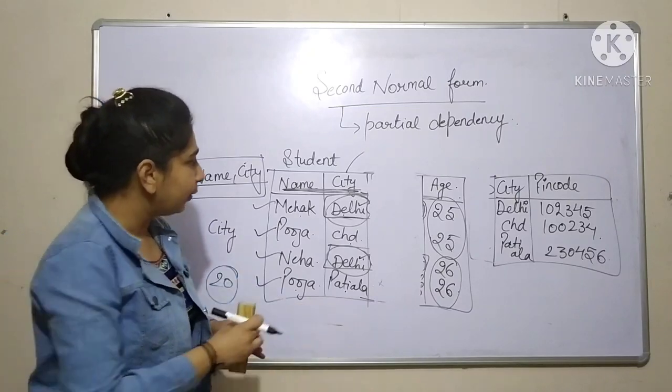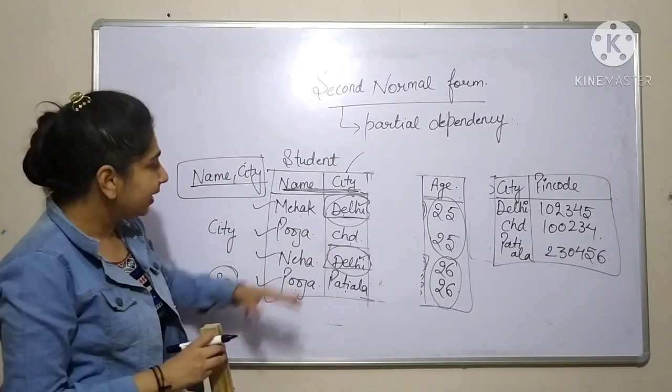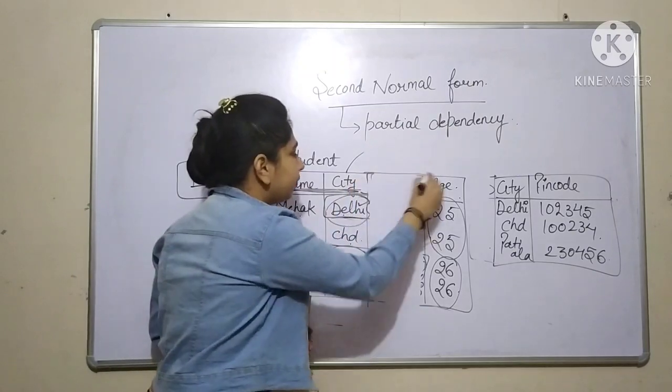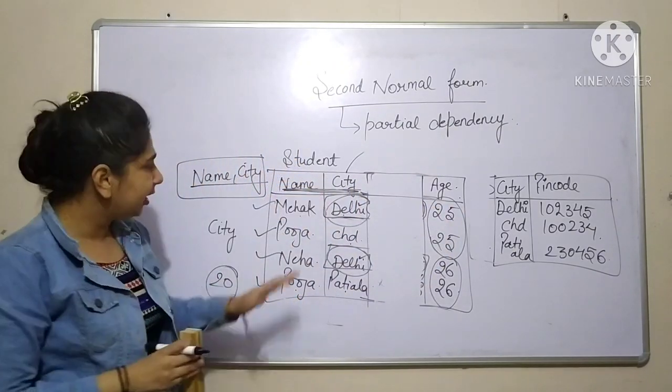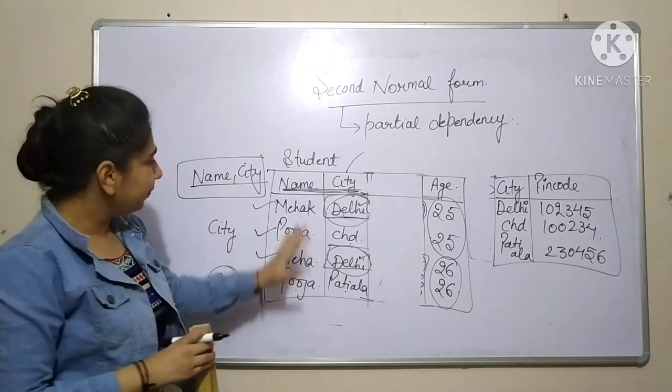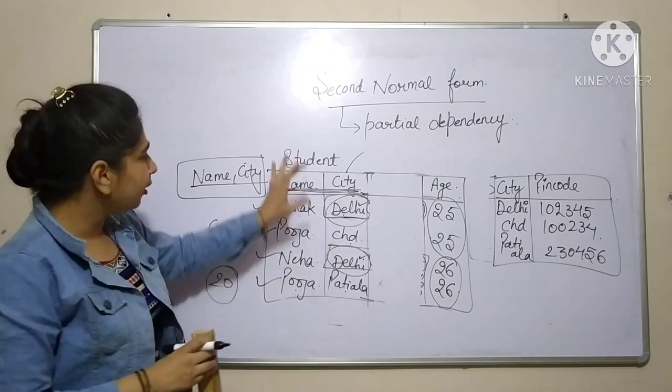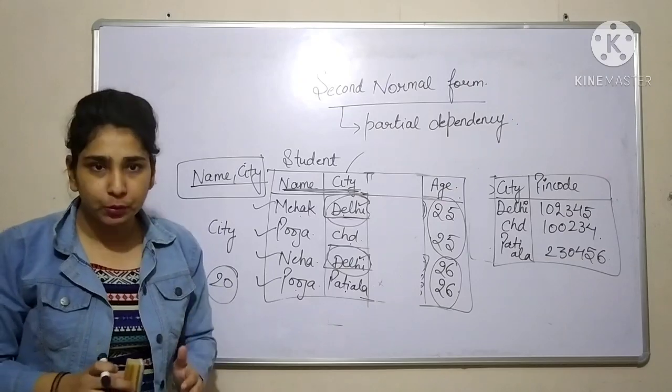Okay, so now if you look at what the key attribute of this relation is, name and city combined is the primary key of the relation student.